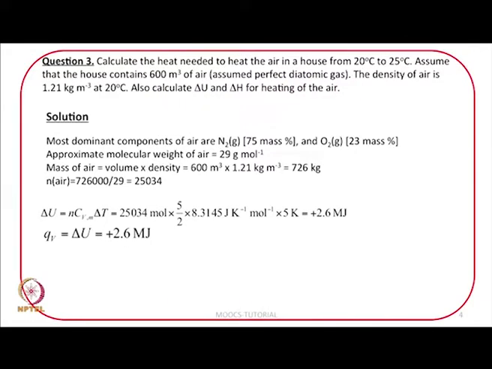The heat supplied at constant volume means the amount of heat that must be supplied simply to change the temperature from 20 degree centigrade to 25 degree centigrade. In a fairly 1 BHK house, you require 2.6 megajoule of heat, and then by using appropriate equations, one can even try to find out the electricity bill that will come to provide this much heating in the house.